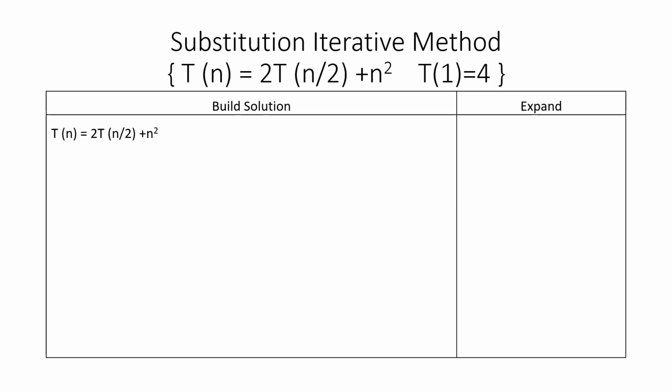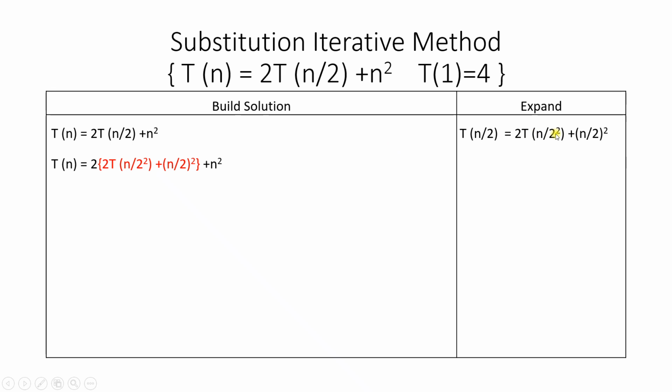Starting from the original equation, in T(n) we replace n with n/2 and expand it. When we expand it, we replace every n with n/2. Over here this n is replaced by n/2, and it becomes (n/2)². This n is replaced by n/2, and it becomes (n/2) whole squared, right? So now we have an expanded equation of T(n/2), and we can replace this T(n/2) with this expanded equation, right?